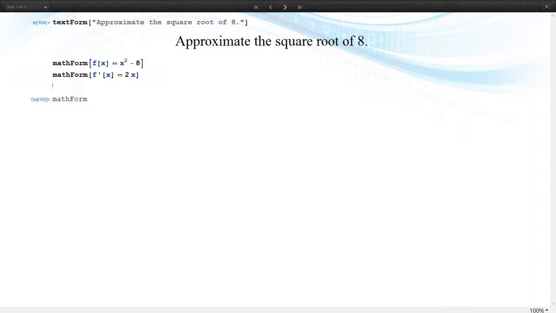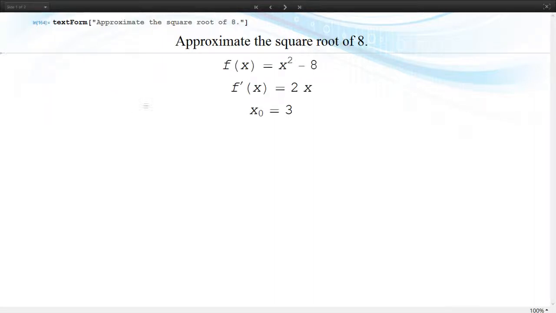And our guess, so our x sub 0 is going to be, well, 9 is close to 8, and the square root of 9 is 3. That's pretty nice. So we're going to let our first guess be 3. So that's our first step in this problem.